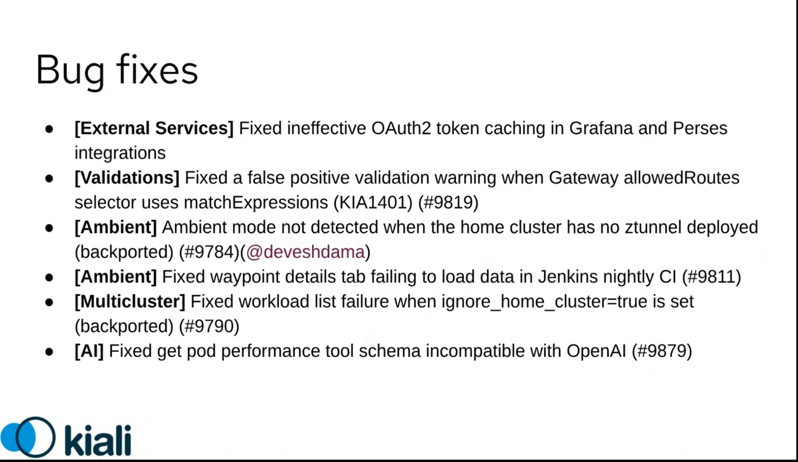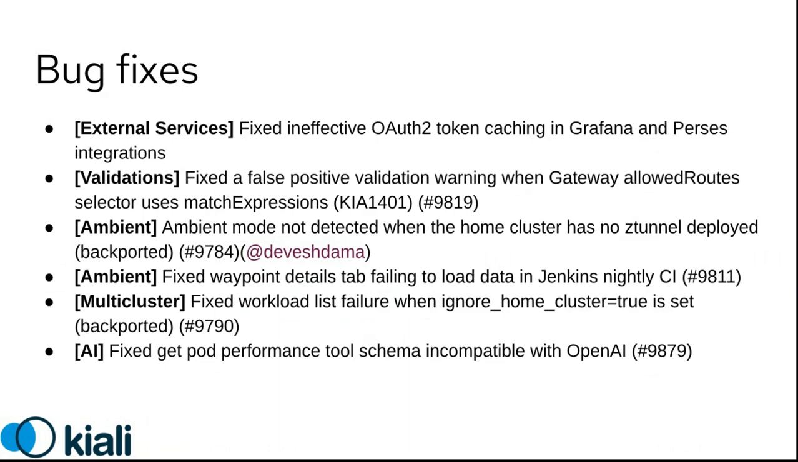There is a validation rule that checks when a gateway's allowed route selector matches any routes. And the bug was that when you use match expressions in that selector instead of match labels, Kiali didn't know how to evaluate them, so it was throwing a false positive.